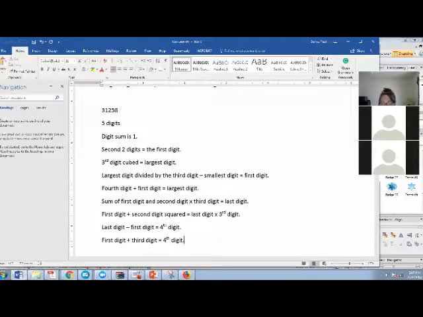The first digit plus the second digit plus the third digit equals the last digit minus the third digit. Okay, first digit plus second digit plus third digit equals the last digit minus the third digit.